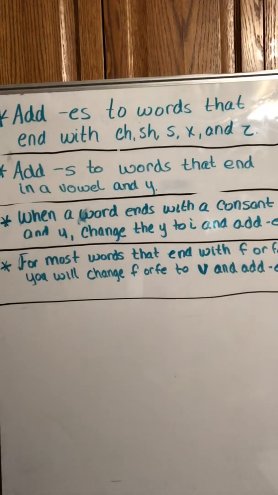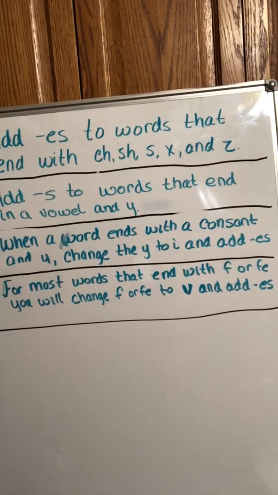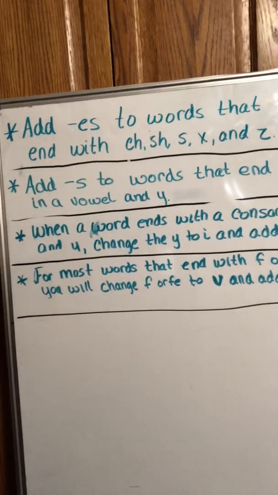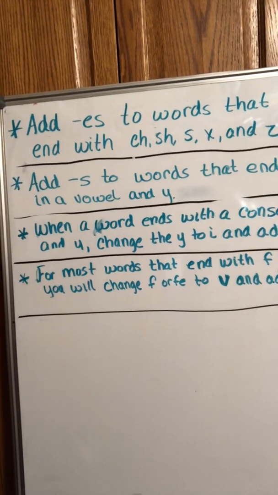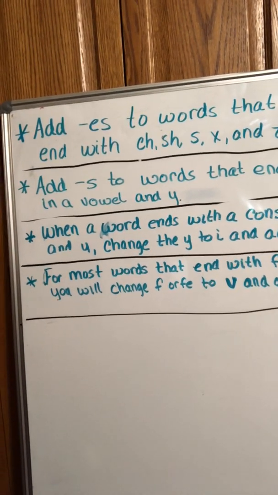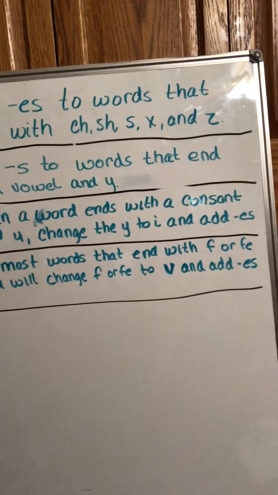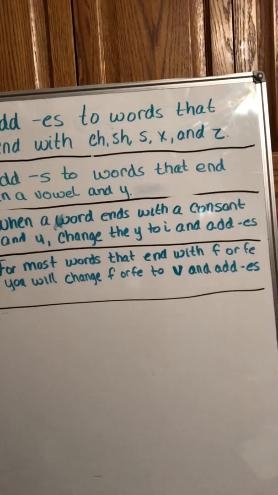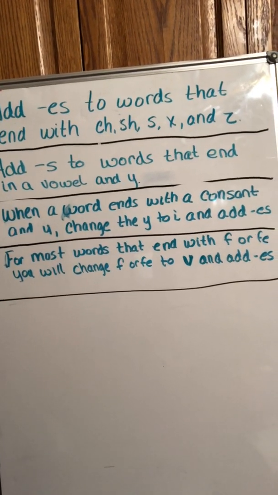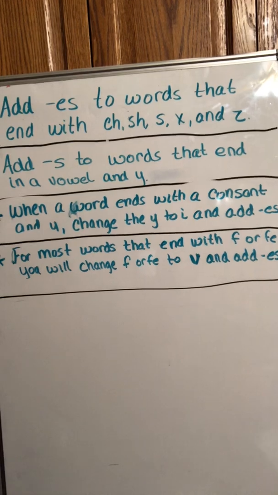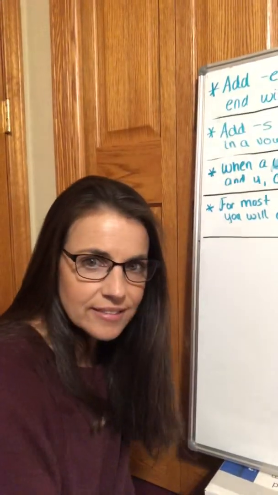Add ES to words that end with an S, an X, a CH, an SH, and a Z. You will add an S to words that end with a vowel Y. When a word ends with a consonant and Y, you will change that Y to I and add ES. And finally, the rule from last time was for most words that end with an F or an FE, you will change the F or FE to a V and add ES.